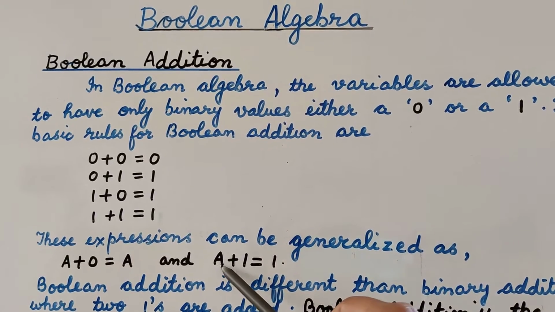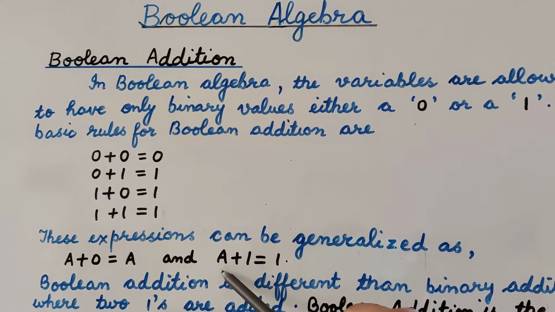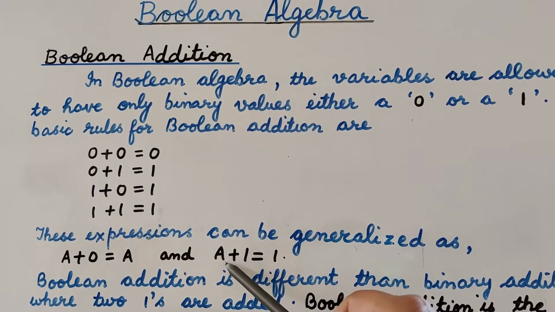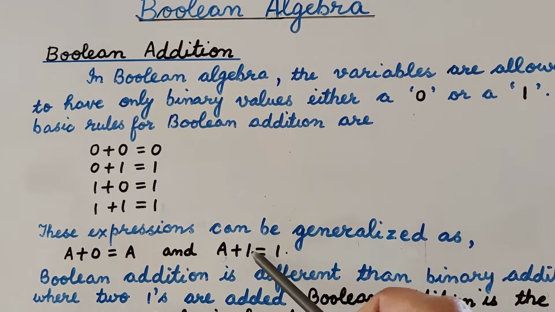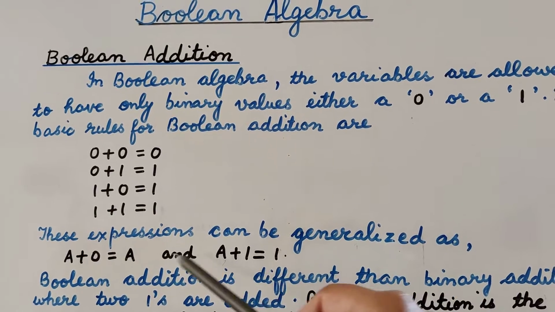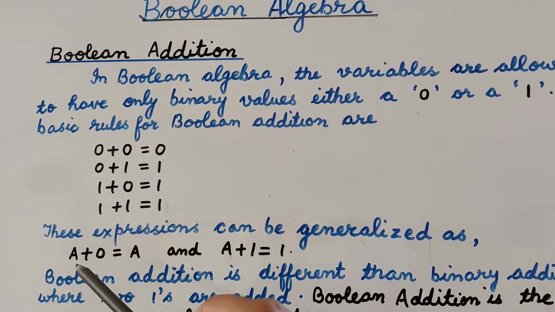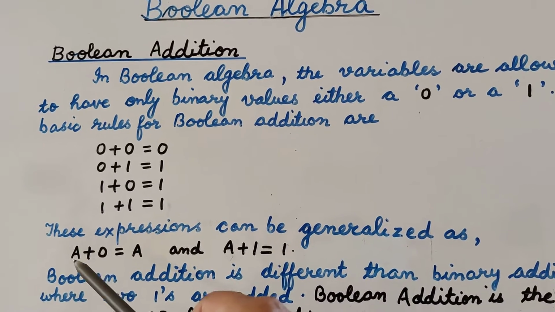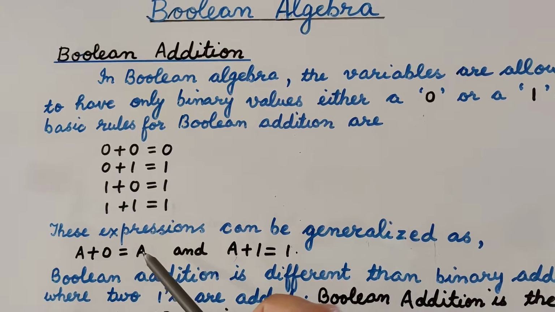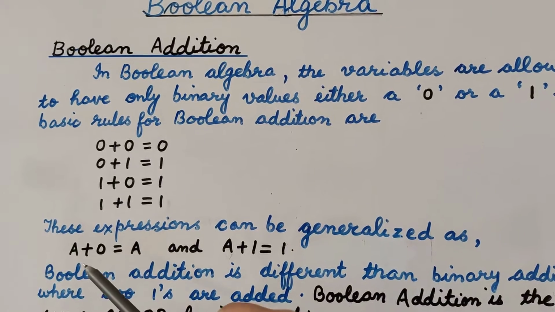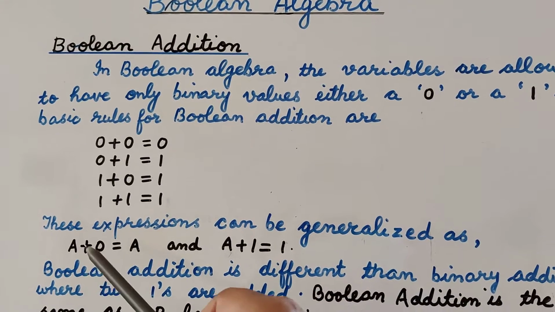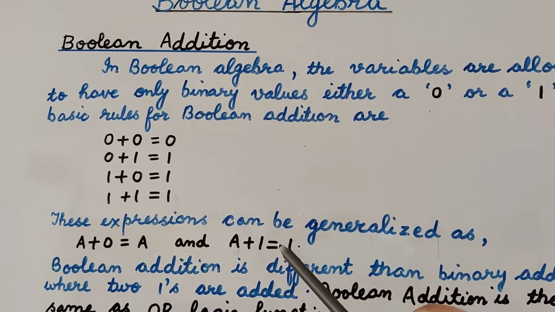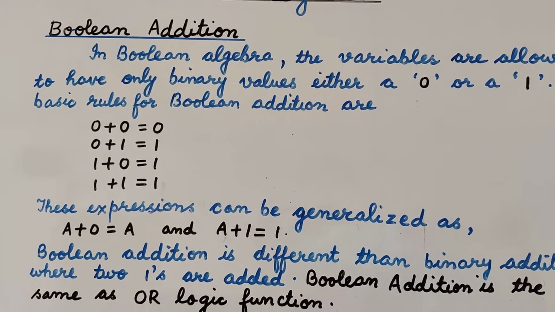Because if we substitute the value of a as 0 in this expression, then 0 plus 1 will be equal to 1. Similarly, if the value of a is 1, then 1 plus 1 will also be equal to 1. Similarly, if the value of a is 0, then 0 plus 0 will be 0. And if a is 1, then 1 plus 0 will be equal to 1. So, in general form we can write a plus 0 will always be equal to a and a plus 1 will always be equal to 1.